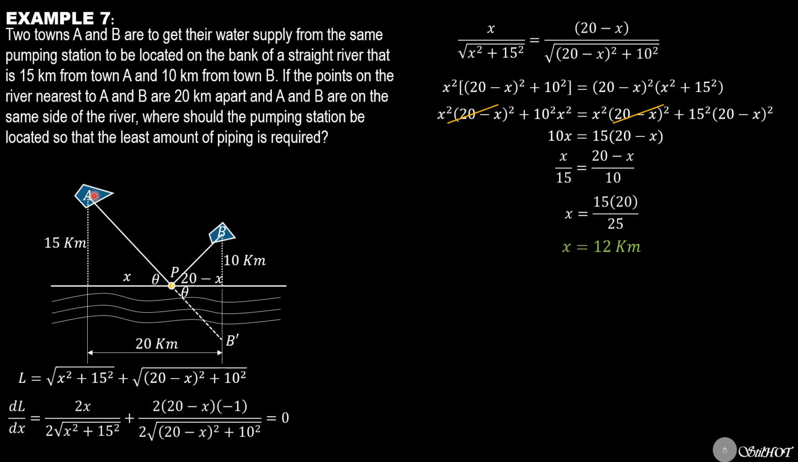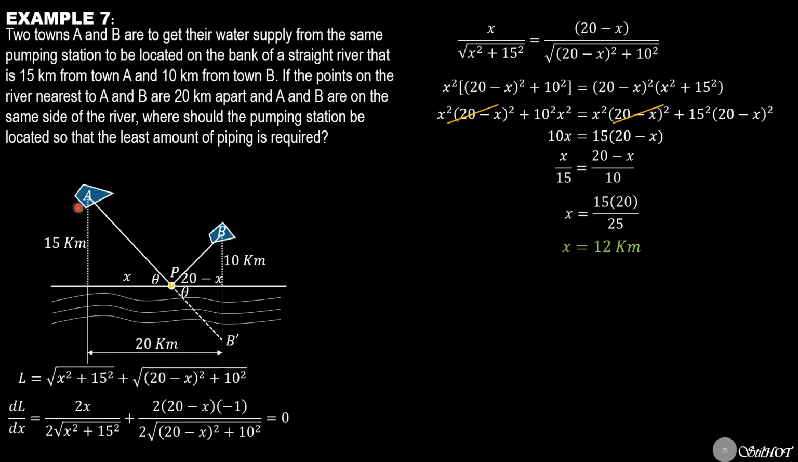But if the type of pipe connecting town A to this pumping station is different from the type of pipe from pumping station to B, so the cost would be different, then it is the cost that should be minimized in order to have economical pipe for that case. So that's a different case. So let's move on. So we're going to minimize the length of this pipe, this length and that length there.